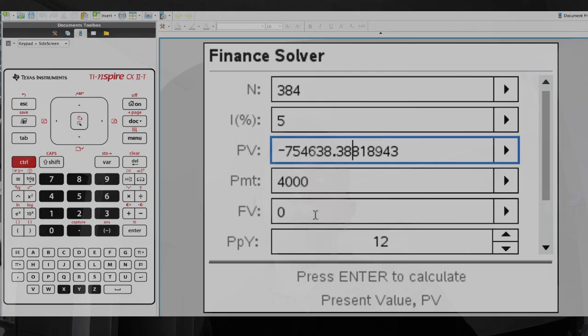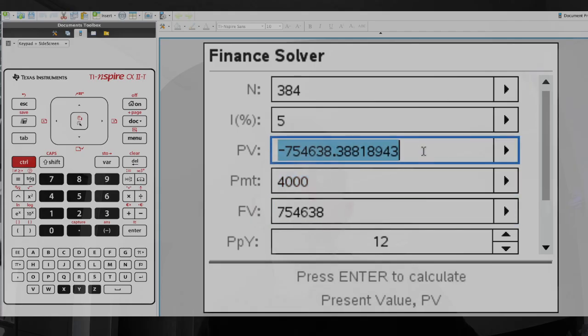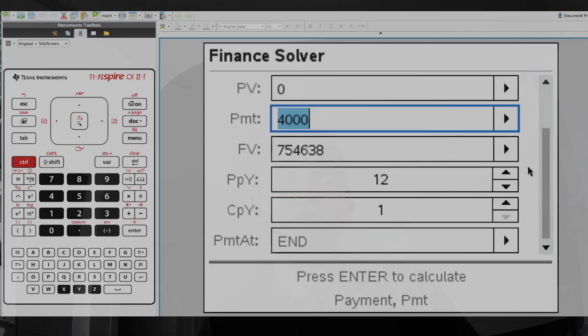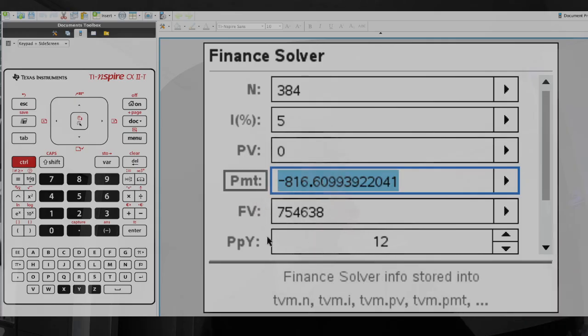Can I copy this number? No, so I'm going to put 754,638. Present value 0. PPY 12, that is 1. So for PMT, I just need to press enter.